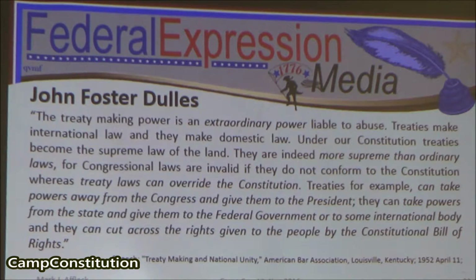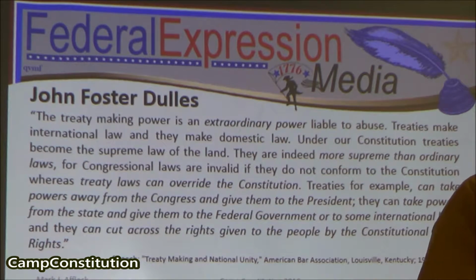Clearly, the opinions of our framers and founders are at odds with John Foster Dulles. And the Supreme Court rulings have also been at odds with John Foster Dulles. So why did he hold these erroneous positions?